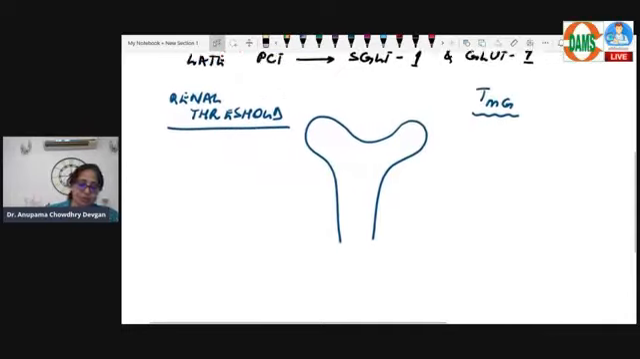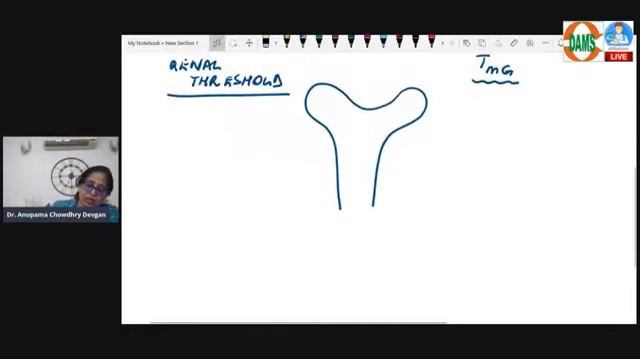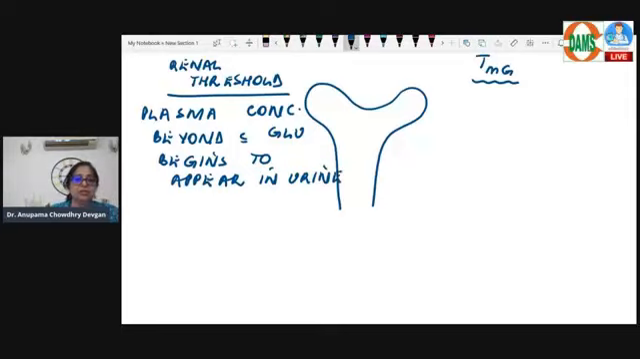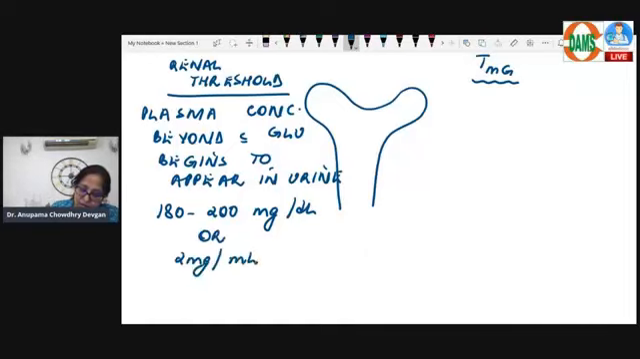Now, renal threshold and TMG, what is the difference between the two? Renal threshold is the plasma concentration beyond which glucose begins to appear in the urine. And this is 180 to 200. Somebody had written, Rushi Acharya, you wrote 180, but you must remember the units. Units is milligrams per deciliter, or you can also write it as 2 milligram per ml.